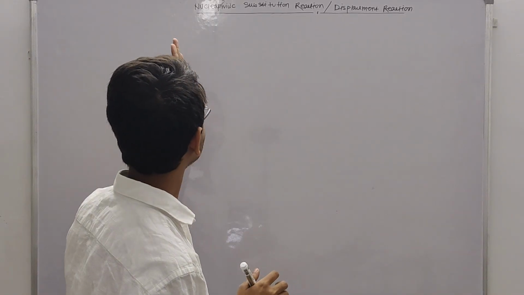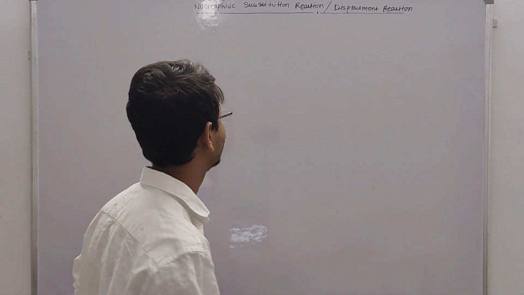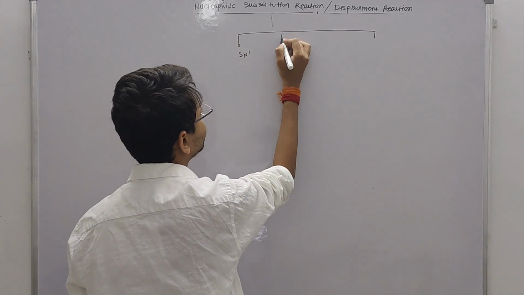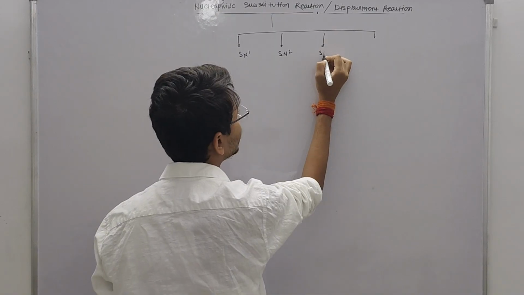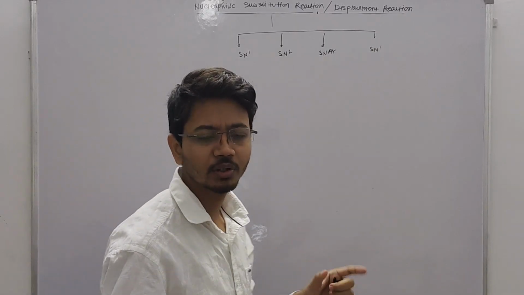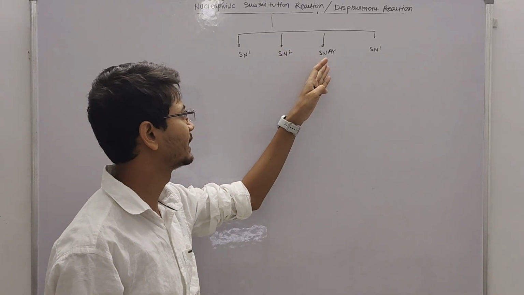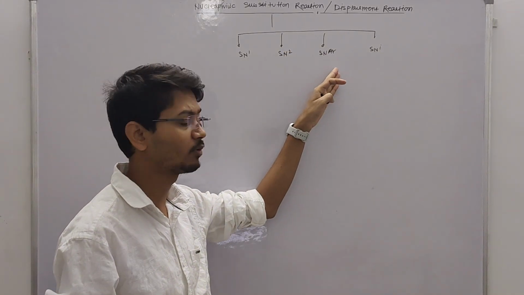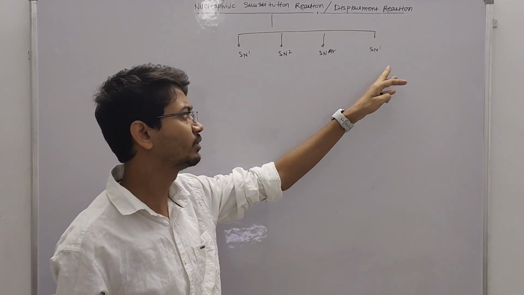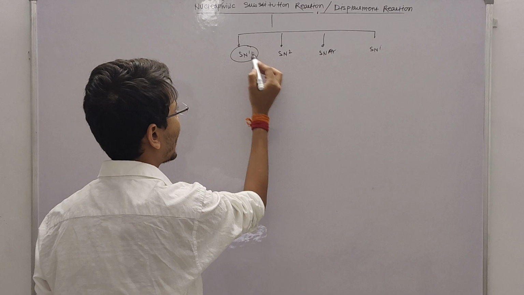So, nucleophilic substitution reaction is broadly classified into four portions: SN1, SN2, SNAr, and SNi. SN1 means substitution nucleophilic unimolecular. SN2 means substitution nucleophilic bimolecular. SNAr is substitution nucleophilic aromatic, AR for aromatic. SNi is substitution nucleophilic intramolecular, I for intramolecular. In this video we will learn only SN1 and SN2.